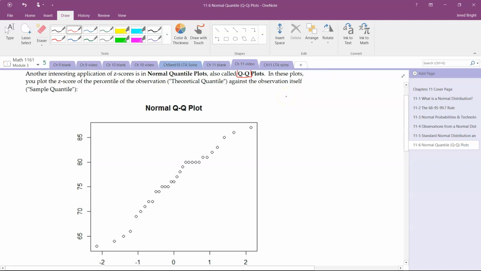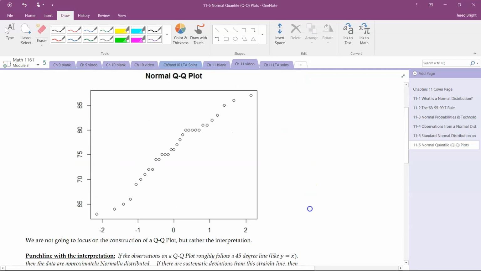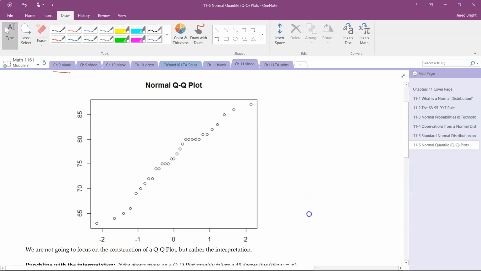so you list the observation based on its percentile. That's why they call it quantile. Again, you could interchange quantile with percentile and it means the same thing. So, the percent of data that is below that observation. And so this is what a typical QQ plot would look like.